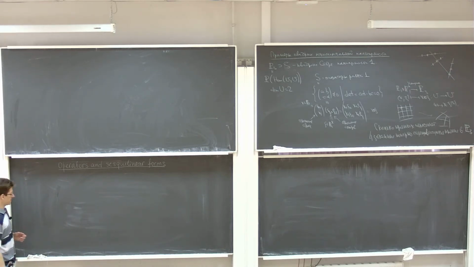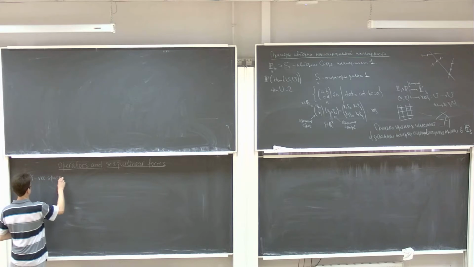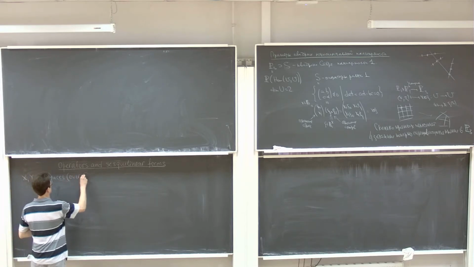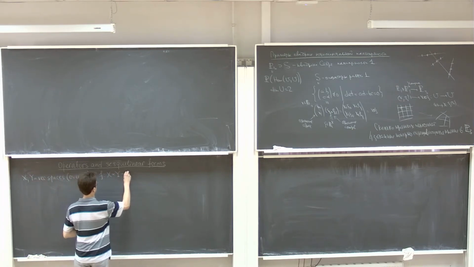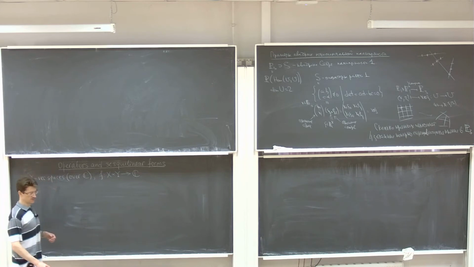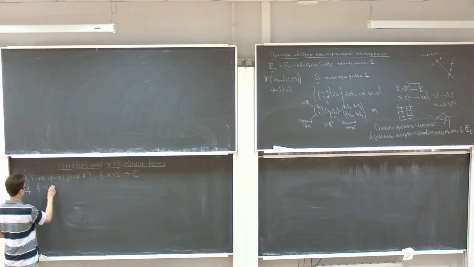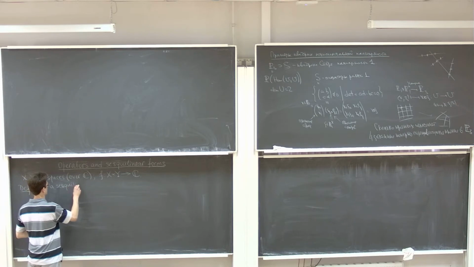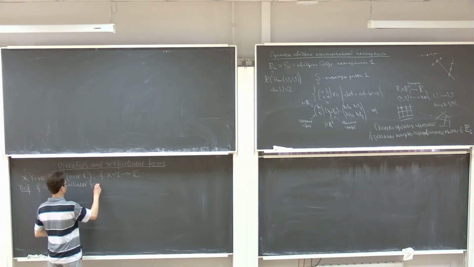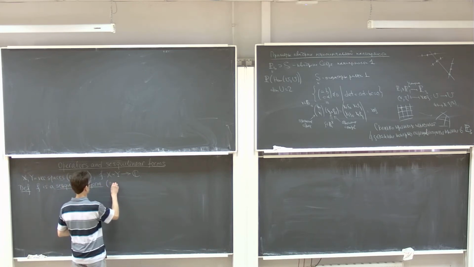Well, first of all, let's define sesquilinear forms. Suppose that we have two vector spaces, X and Y, as usual over the complex numbers. And suppose that F is a map from the product to the complex numbers. And we will say that F is a sesquilinear form, in Russian полуторалинейная форма.